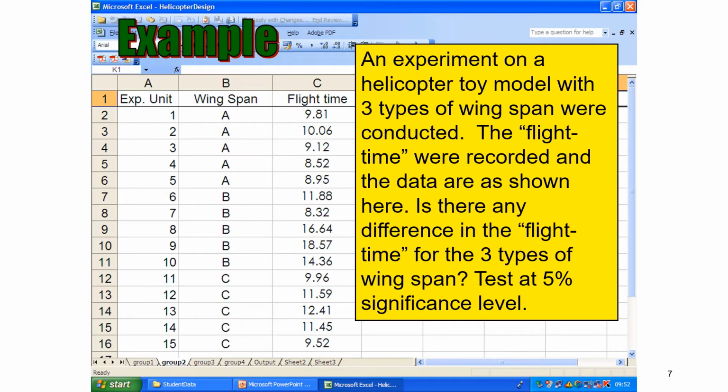Example: an experiment on a helicopter toy model with 3 types of wingspan was conducted. The flight times were recorded and the data are as shown here. Is there any difference in the flight time for the 3 types of wingspan? Test at 5% significance level.